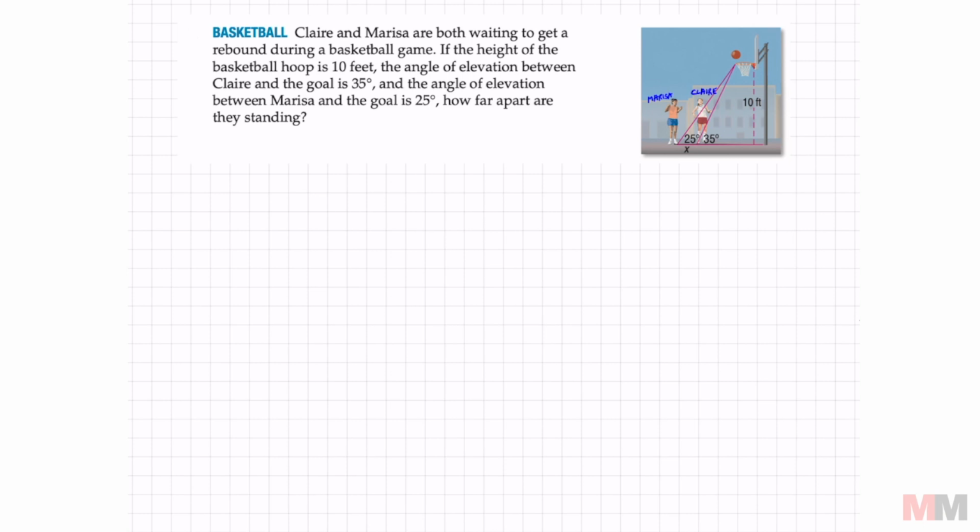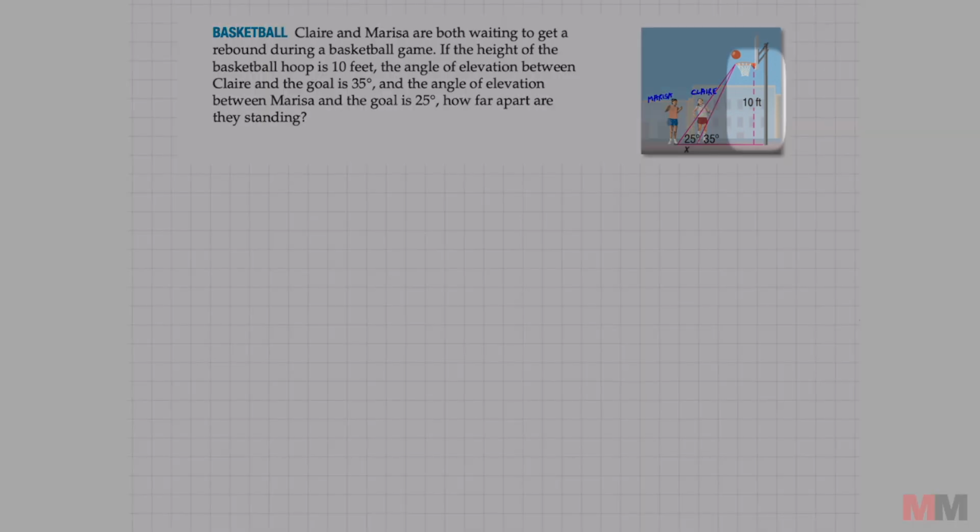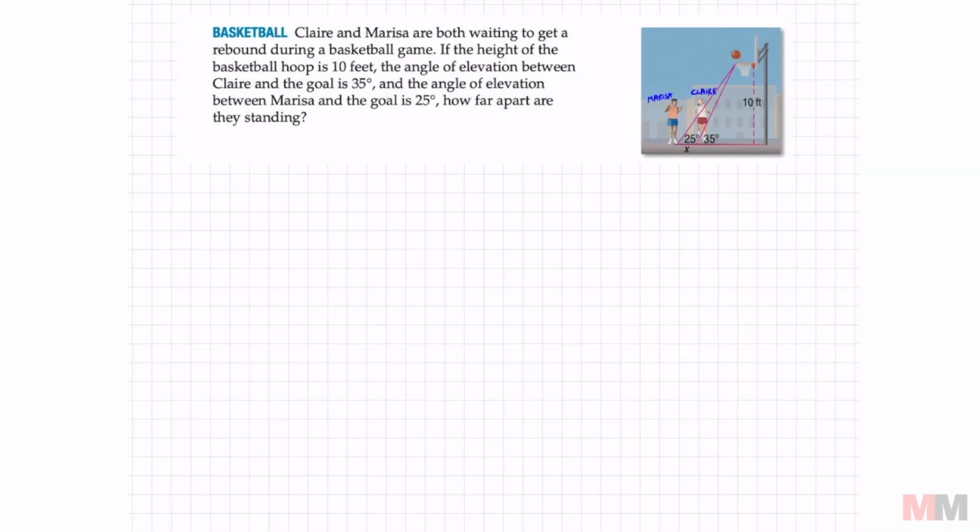Claire and Marisa are both waiting to get a rebound during a basketball game. If the height of the basketball hoop, so follow along with the picture on the right, the basketball hoop is 10 feet. The angle of elevation between Claire, this one's Claire, and the goal is 35 degrees, which we marked right here. And the angle of elevation between Marisa and the goal is 25 degrees. How far apart are they standing?